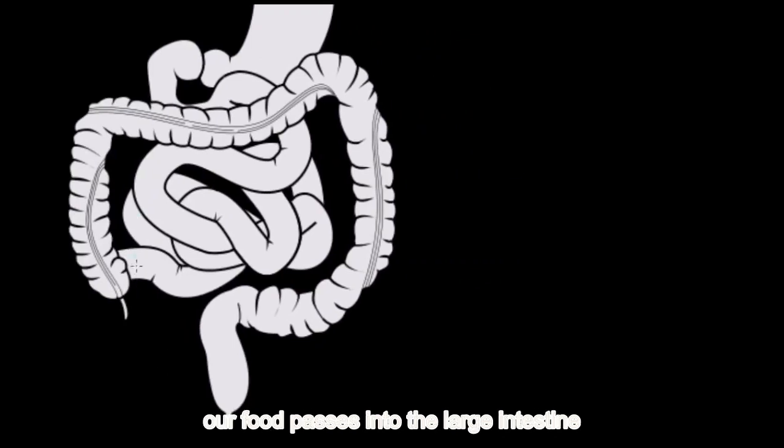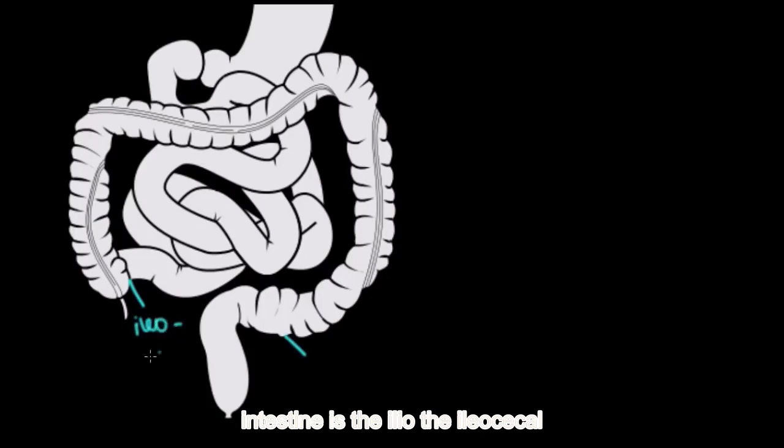Well, it looks like our food passes into the large intestine, as you can see here. And keep in mind, when we call it the large intestine, that does not mean it's the long intestine. In fact, it's shorter than the small intestine we just passed through. It starts right here and continues on to about this point. The end of the small intestine is the ileocecal valve. And that's the point where our large intestine begins.